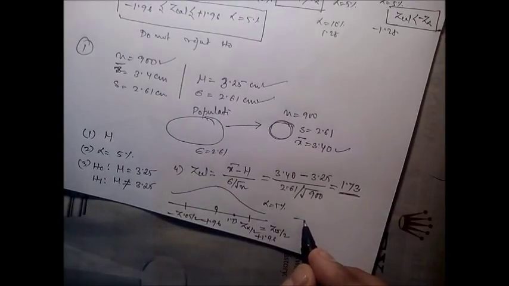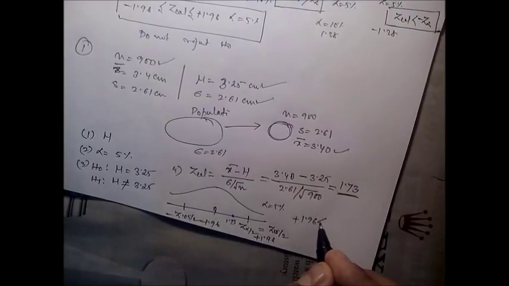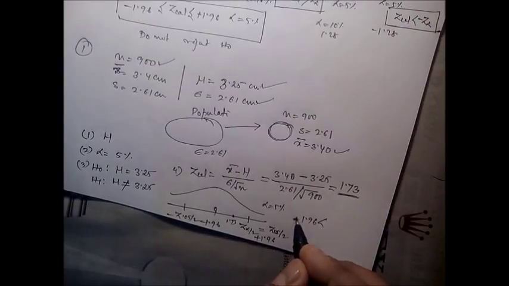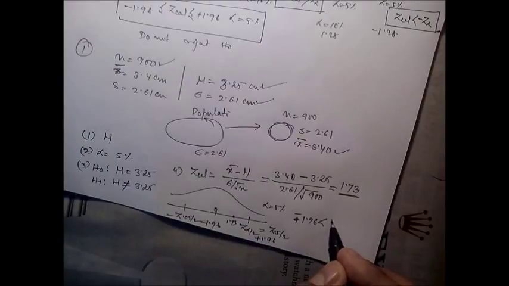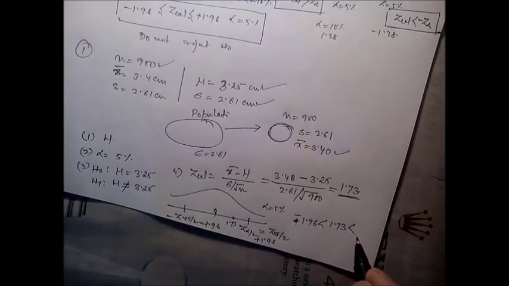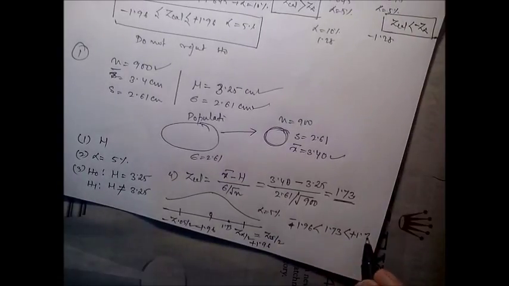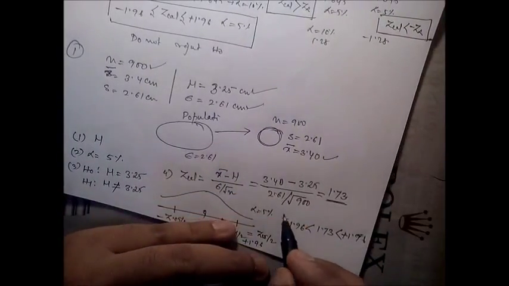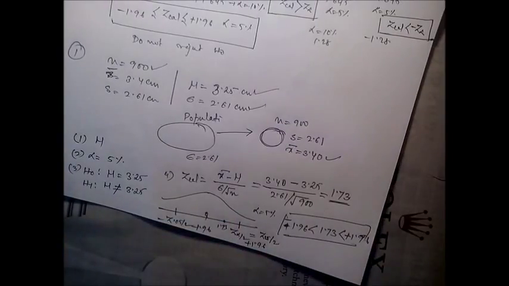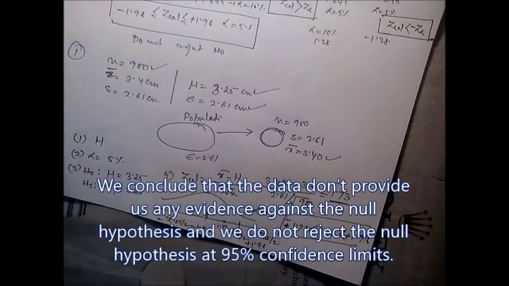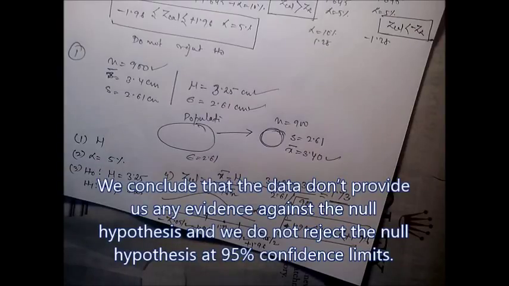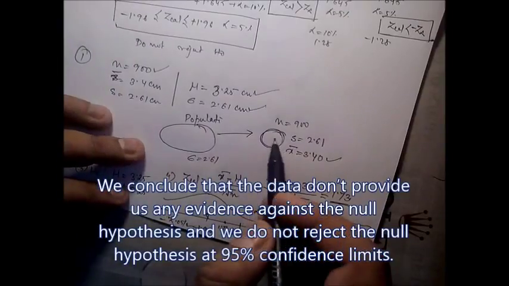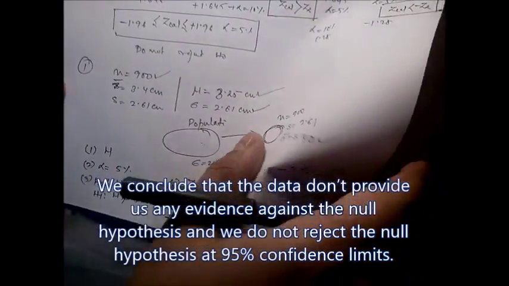Okay, so that means minus 1.96 is less than 1.73, which is less than plus 1.96. Okay, so do not reject the null hypothesis. That means we conclude that this particular sample is from a large population of mean 3.25 centimeter and 2.61 centimeter. So this particular sample is from this particular population. Now second example.